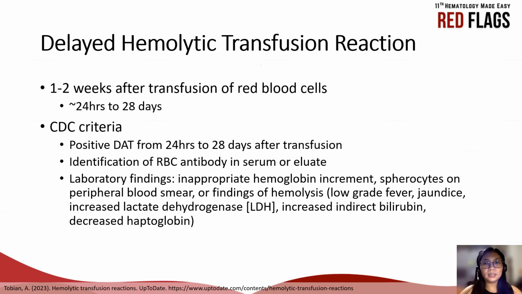The CDC in the United States has defined criteria for a delayed hemolytic transfusion reaction that require a positive DAT, identification of red blood cell antibody in serum or eluate, and laboratory findings such as inappropriate hemoglobin increment, spherocytes on PBS, or findings of hemolysis.